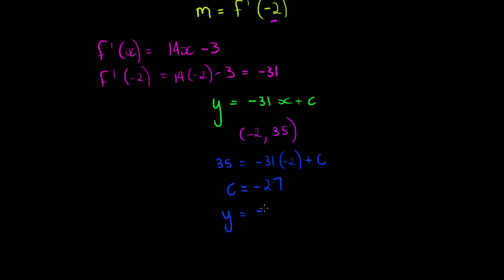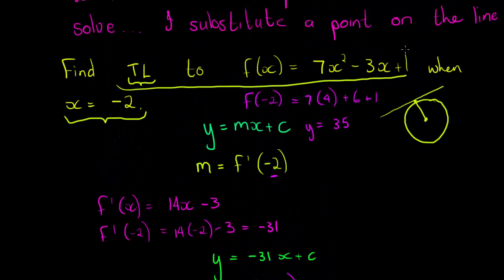y is equal to -31x minus 27, and this is the equation of my tangent line. You can see it's mx plus c, to this curve which I randomly just thought out, when x is equal to -2.